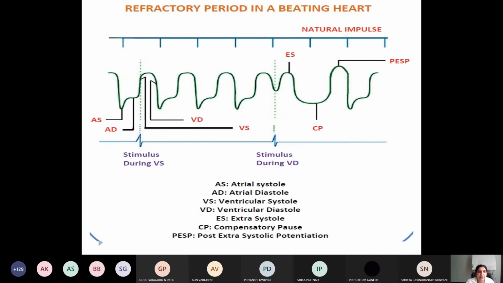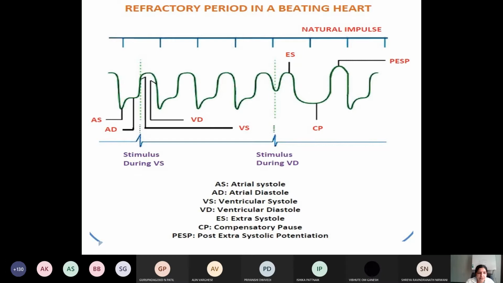Now coming to the next graph, the refractory period in a beating heart. Whenever a heart contracts, if you remember the graph of the cardiac muscle action potential, I'm not talking about the pacemaker tissue action potential. You must remember there are two types of action potentials in the heart. One is generated from pacemaker tissue, the other is from cardiac muscle. Here it is the cardiac muscle or myocyte action potential.